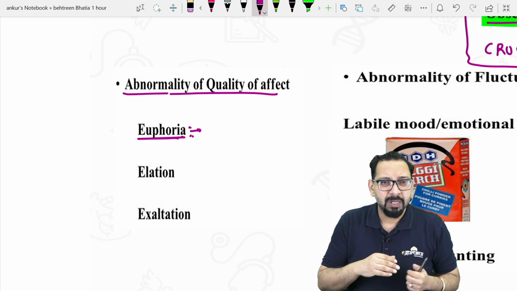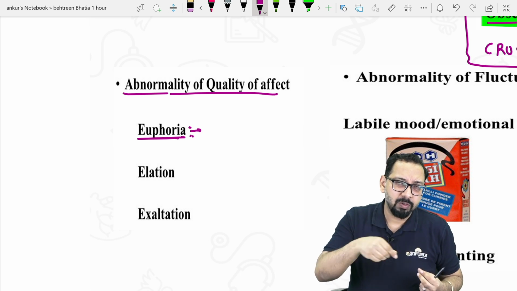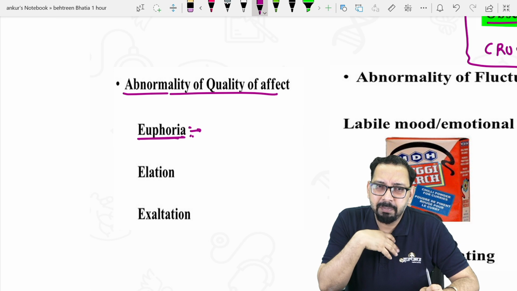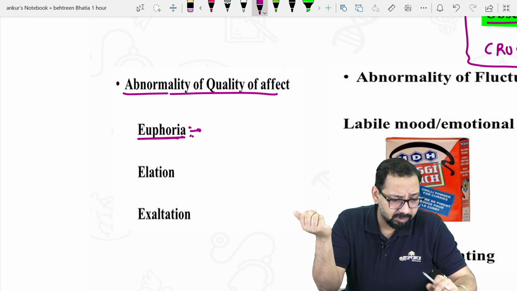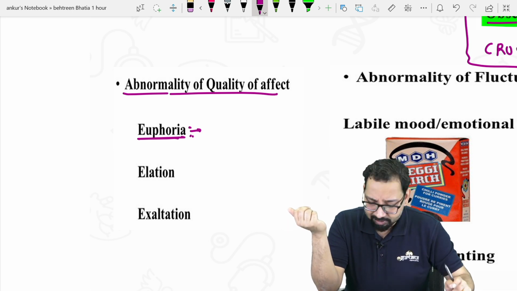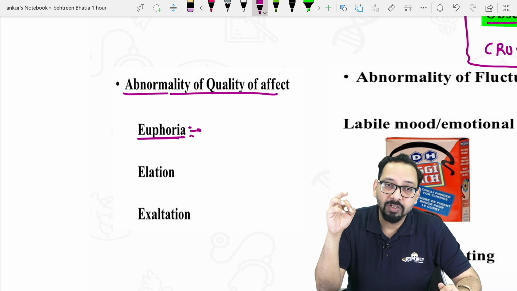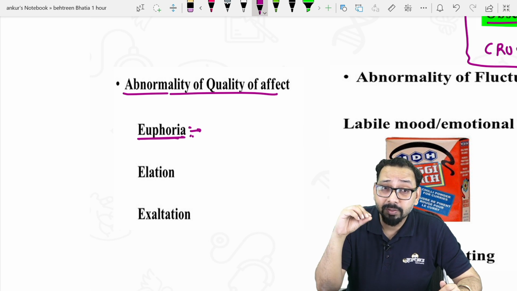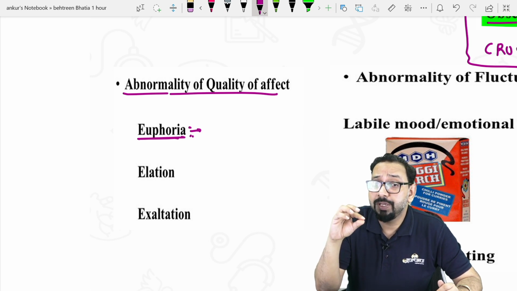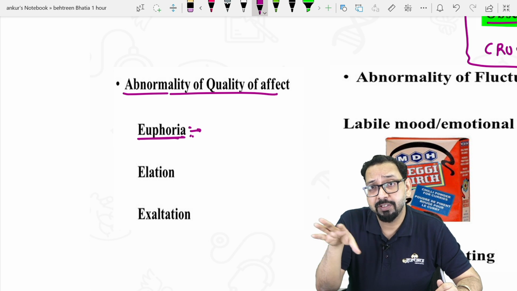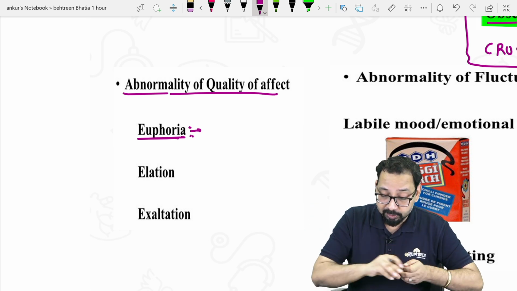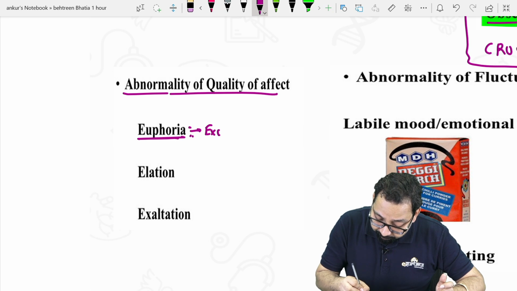He was so happy. There was a beggar. He took out a 500 rupee note to give to the beggar. I am happy, you also remain happy. Is it normal? Yes, it's normal. You must have done this many times after taking alcohol. But if you are distributing 500 rupee notes to each and every beggar for 7 days, 8 days, 10 days, 20 days, then I would say you are in euphoria. Euphoria means excessive happiness.